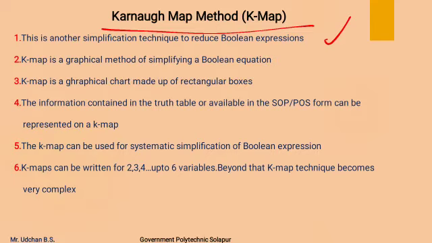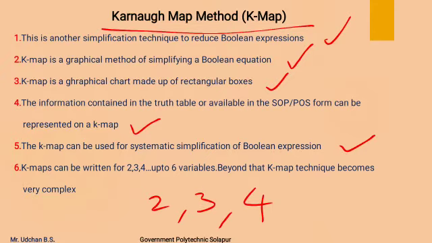K-map is a graphical method of simplifying the Boolean equation. K-map is a graphical chart made up of rectangular boxes. The information contained in the truth table or available in SOP or POS form can be represented on a K-map. The K-map can be used for systematic simplification of Boolean expressions. K-maps can be written for 2, 3, 4, up to 6 variables. Beyond that, the K-map technique becomes complex. But in our syllabus, we are going to study only the 2 variable K-map, 3 variable K-map, and 4 variable K-map.